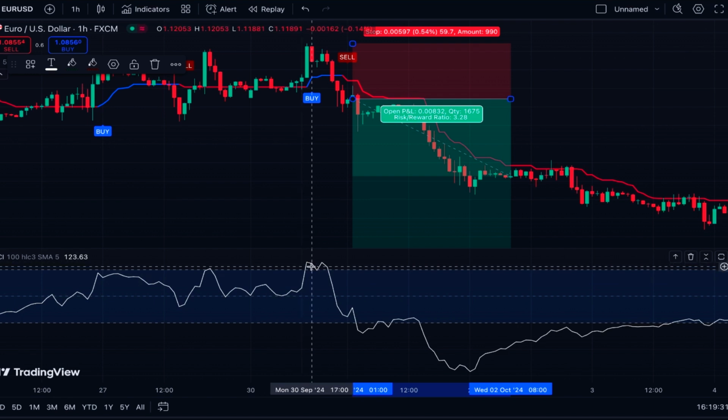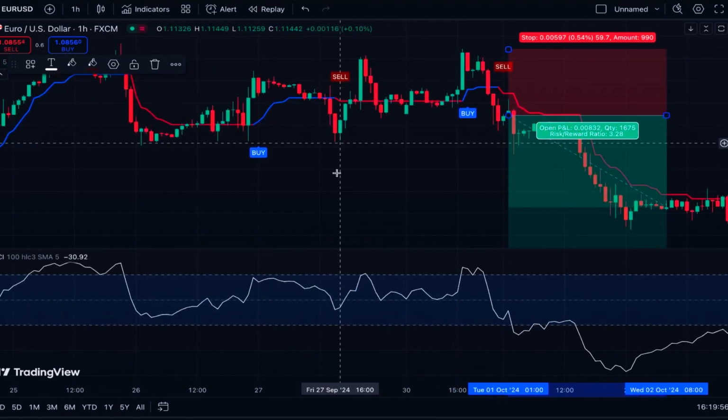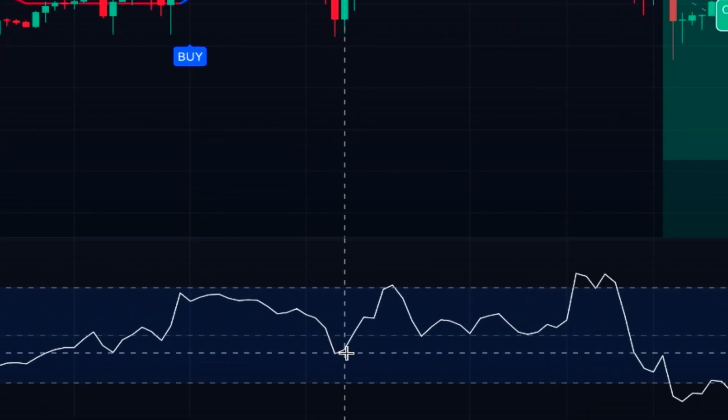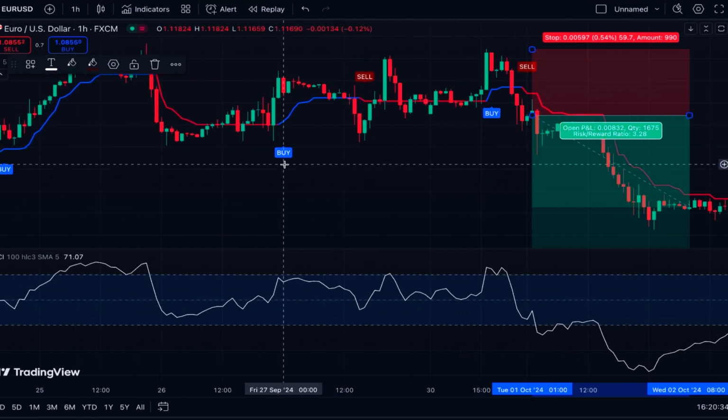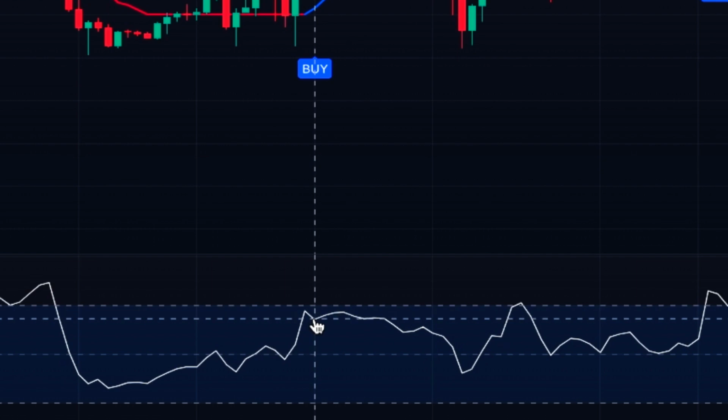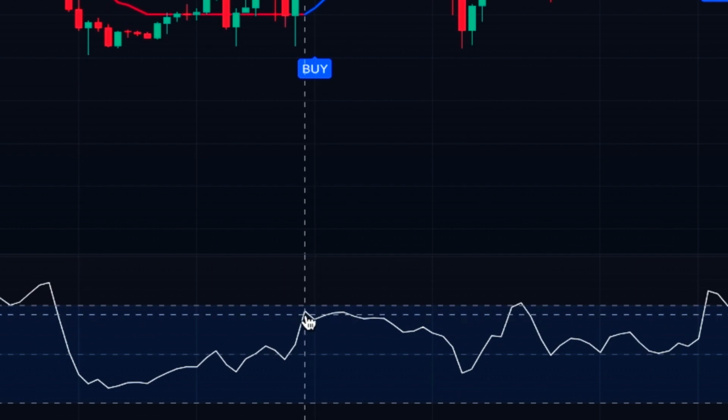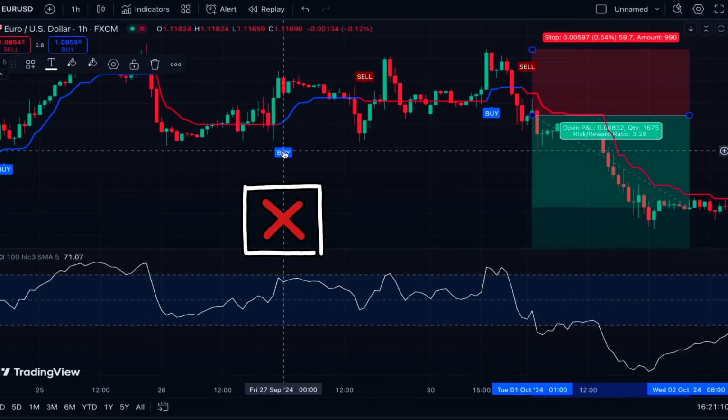In this case, you can see that CCI is above 100, so this signal here is rejected. Here for this sell signal, CCI line is between 0 and -100, but as you can see, the CCI amount is higher than the previous period, so this signal is also rejected. For this buy signal here, CCI line is between 0 and 100, but you can see that CCI amount is lower than the previous period, so this buy signal is also rejected.